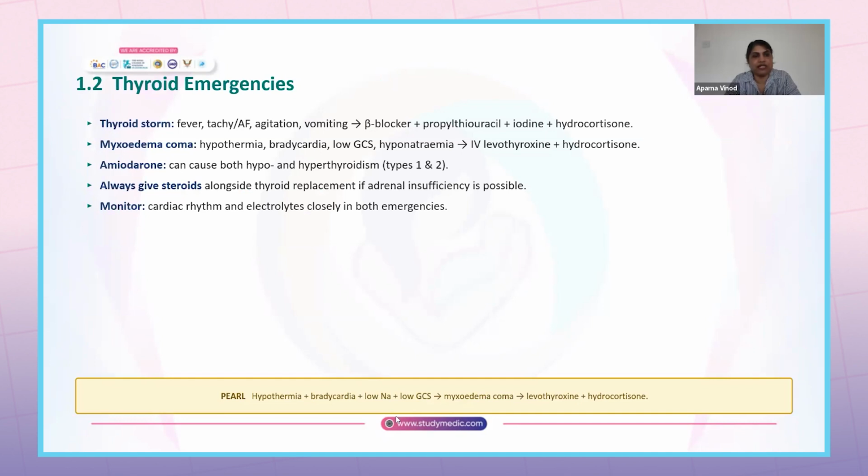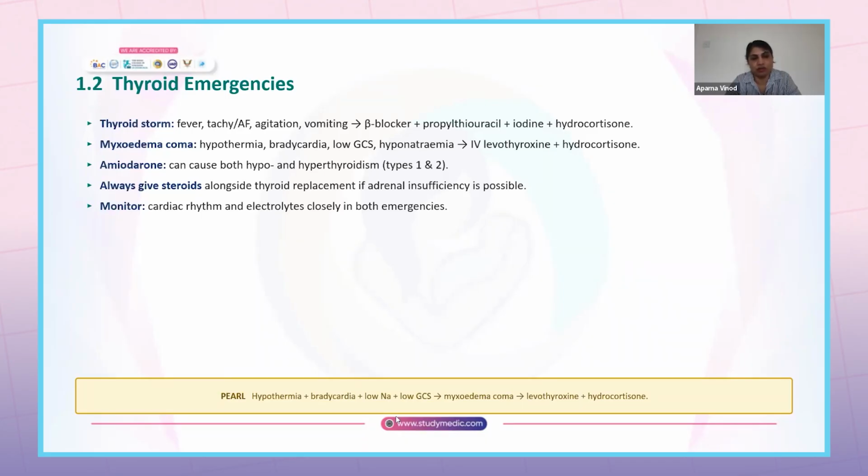Coming to the next segment, it is thyroid emergencies. What all thyroid emergencies can you think of that you will be facing in the emergency? You could present with a thyroid storm, though it is more often seen in the theaters. Myxedema coma, which can be seen.